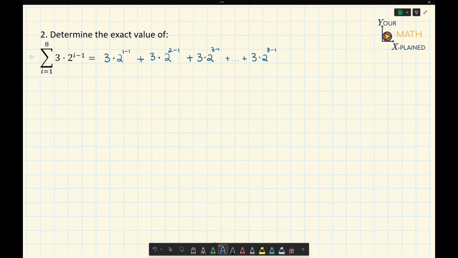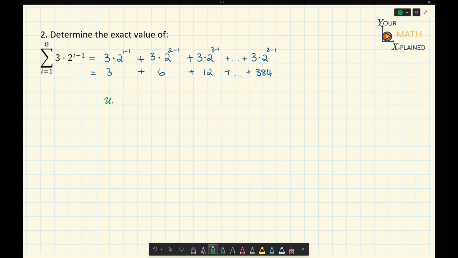Now let's just go ahead and evaluate each term. So the first one is 3 times 2 to the power of 0, which is 3. The next one is 3 times 2 to the power of 1, so that'll be 6. And then the next one is 3 times 2 to the power of 2, which is 12. And then the last one, that's going to be quite a big number because it'll be 3 times 2 to the power of 7, which is 384. So looking at this, we can see that we have a geometric series because each term is the previous term multiplied by 2. And that makes sense because the power of 2 increases by 1 every time.